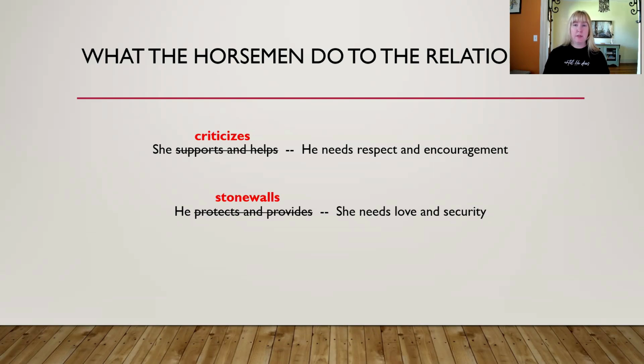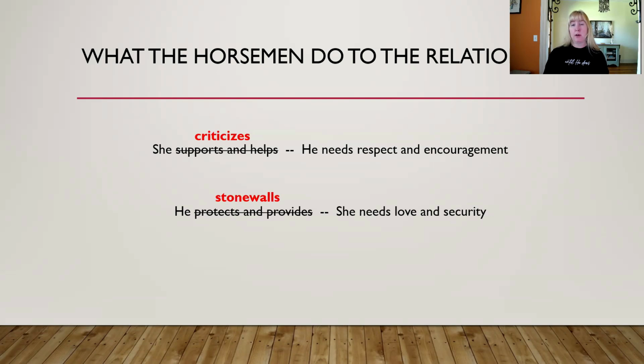And if she's needing love and security, instead of getting that through his protection and provision, he's now shutting down, shutting her off, stonewalling her. And to me, I compare this to those days when we were children and we would run down on Christmas morning, looking and hoping for that gift in the stocking. This is like, instead of finding the stocking empty, you find it full of coal. I think it's detrimental, especially over long periods of time.